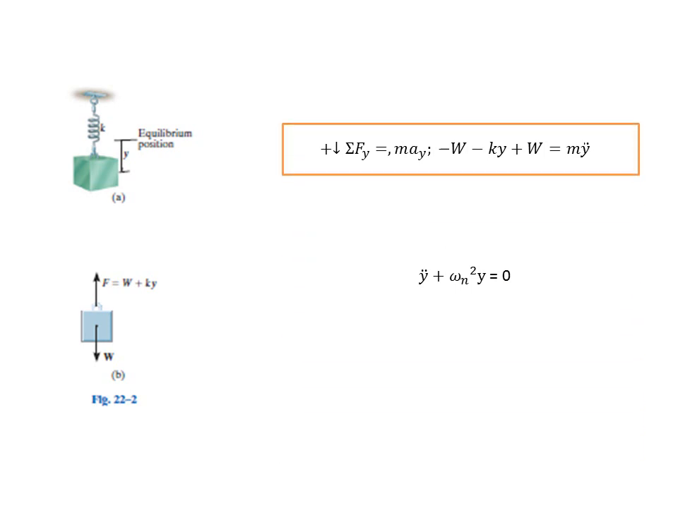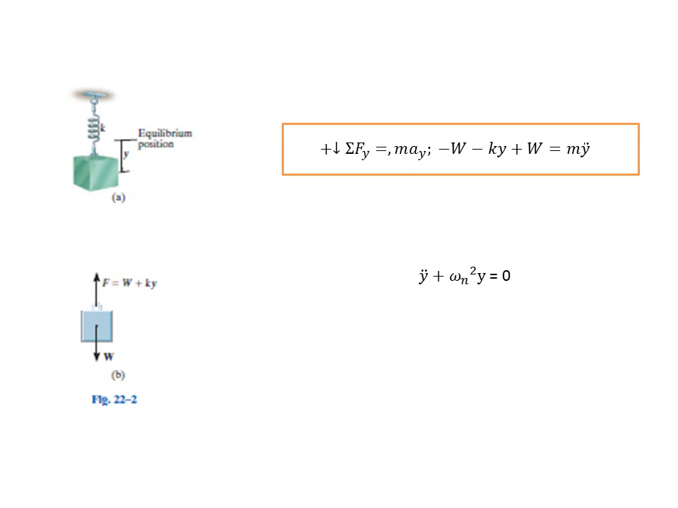In this example, this is a suspended block. Unlike the other one, which is planted on the surface, this is suspended. What will happen is the block will naturally go down due to gravity. Therefore, the force on the spring will be equal to the weight plus the ky, or the k, the stiffness, which is our elastic restoring force.